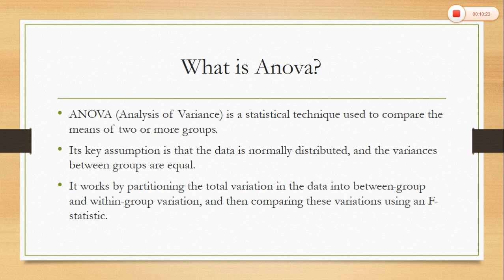It is common knowledge that t-test is usually for the comparison of two groups. We can also use ANOVA to compare two groups, three groups, four groups, depending on our intention, on the purpose of the research. The key assumption of ANOVA is that the data is normally distributed and the variances between groups are equal. It works by partitioning the total variation in the data into between group and within group variation, then comparing this variation using an F statistic.